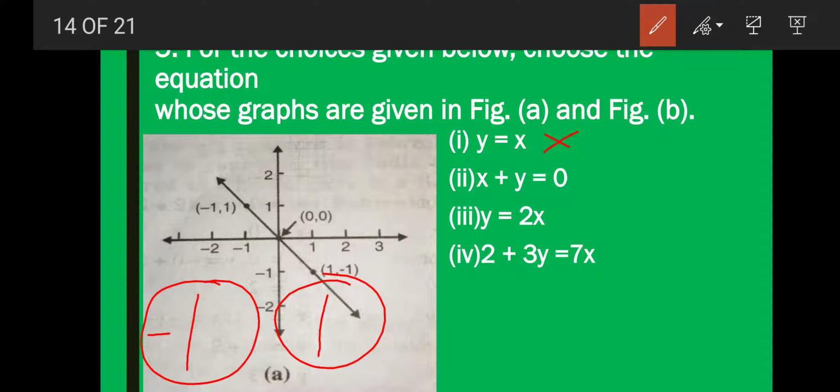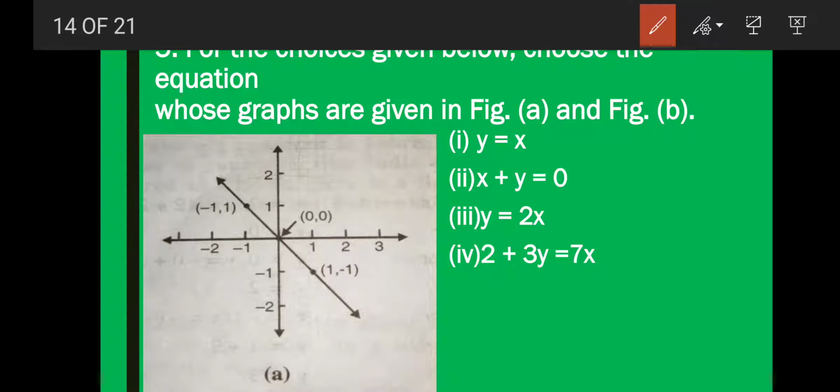In second option, it is x plus y is equal to 0. Means you have to add the value of x and y, that must be equal to 0. Here x is equal to -1, y is equal to 1. When we add these two numbers, 1 minus 1 equal to 0. Okay, for first point it is true. Second point is 0 comma 0. So when we add 0 plus 0, that becomes 0. Okay, this is all correct.